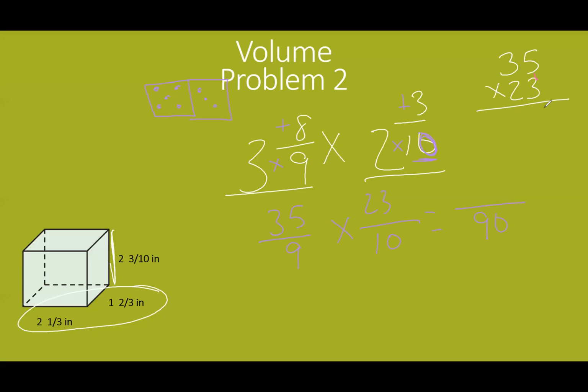Okay, 3 times 5 is 15. Regroup. 9 plus 1 is 10. Not in my tens place. 2 times 5 is 10. And 2 times 3 is 6 plus 1 is 7. 705. So we have 705/90ths, and that can be reduced.